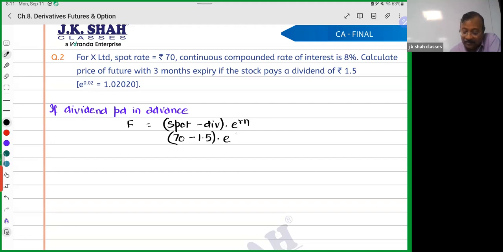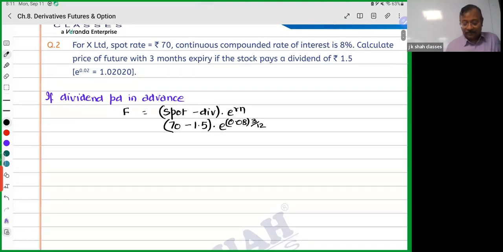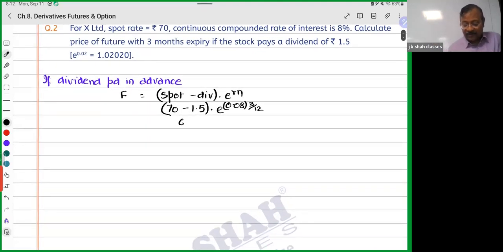R is 0.08. N is 3/12. This would be 68.5 into e raised to 0.02. Now wait. Okay, in this case they have given it in the question. E raised to 0.02 is this, right?